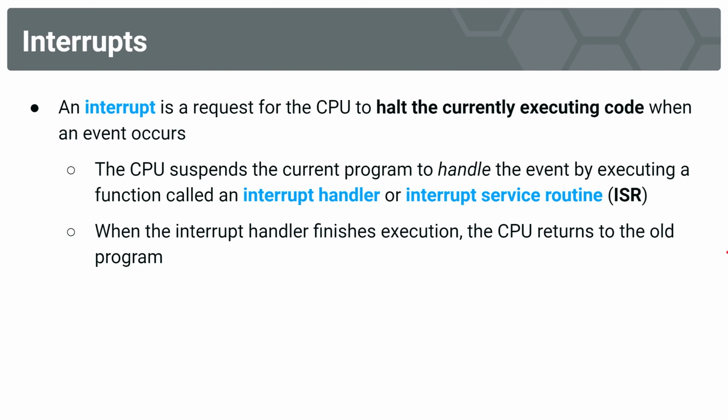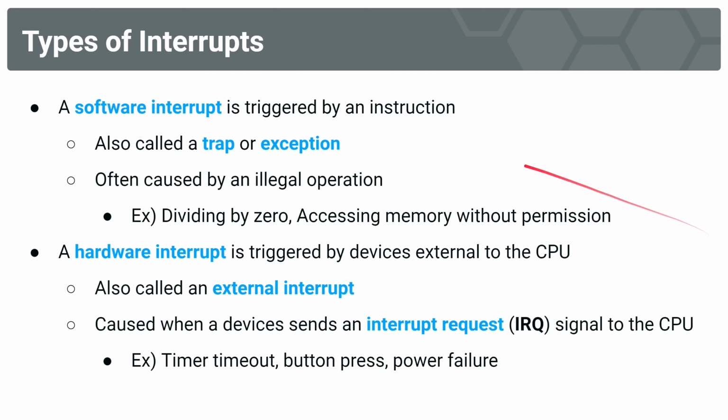We have two different types of interrupts. One is a software interrupt. It's triggered by an instruction. Software interrupts are also called traps or exceptions. They're often caused by an illegal operation. For example, you divided by 0. Bam, that's an exception. For example, you access memory without permission. This is known as a segmentation fault, and this is another exception.